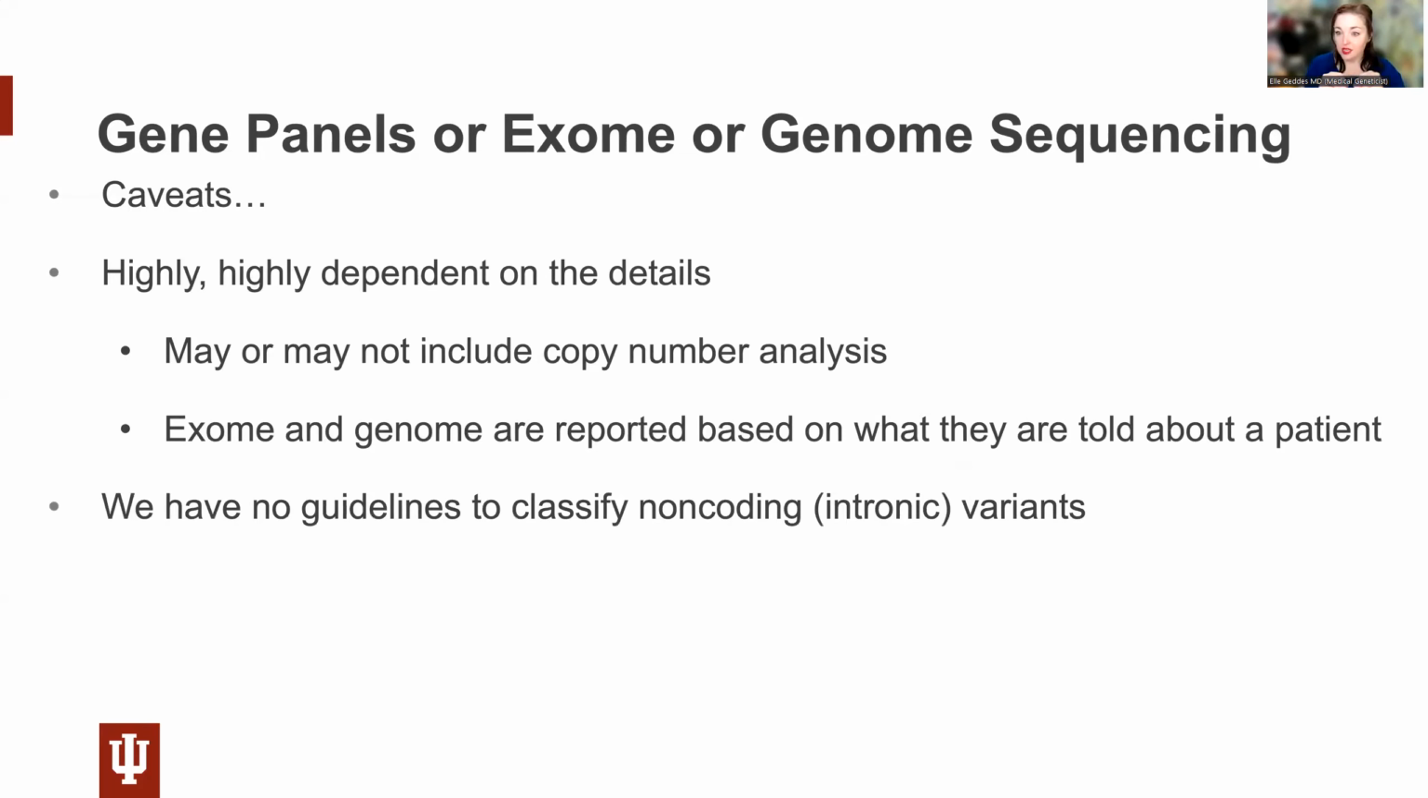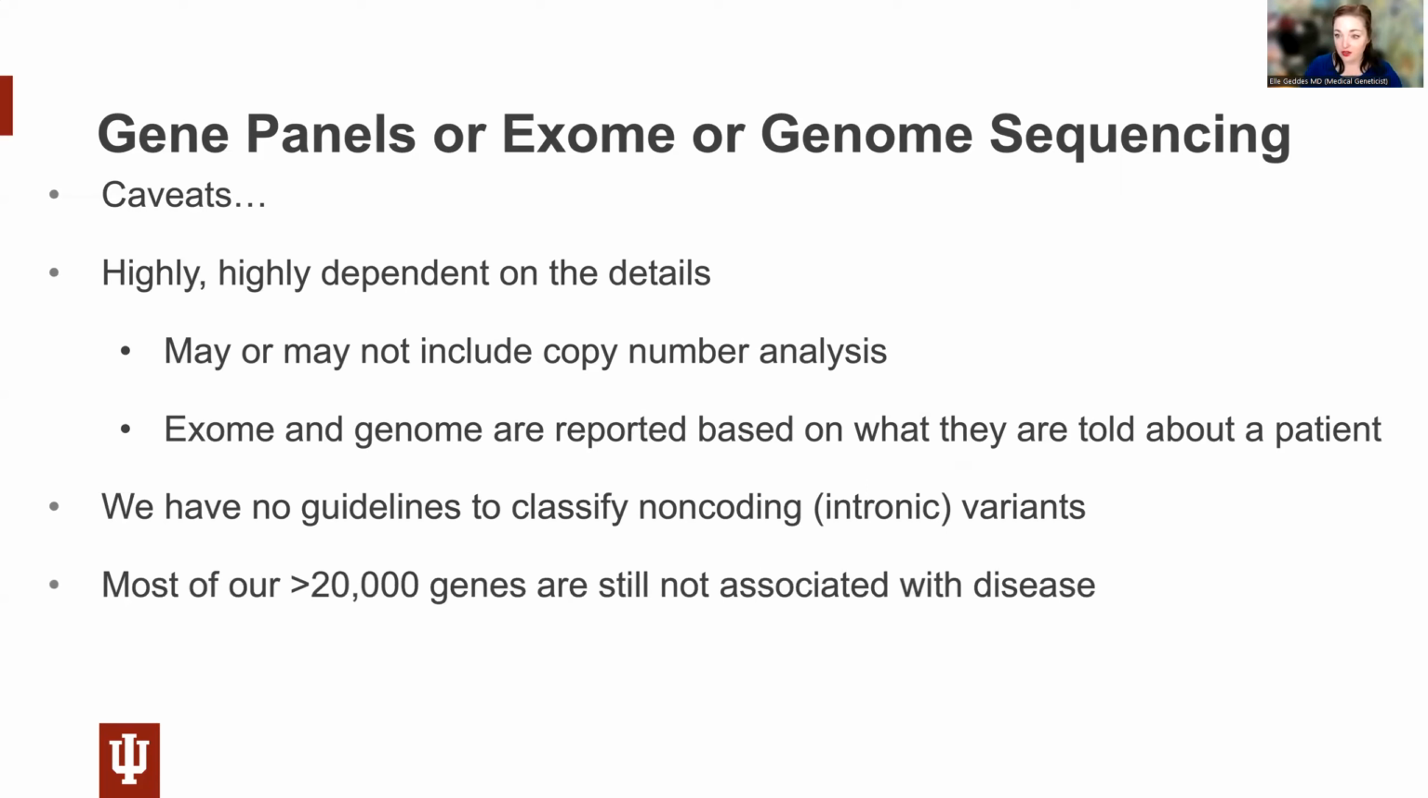The other thing I sort of alluded to is that in 2015, the American College of Medical Genetics made classification guidelines for exon or coding variants, but we have absolutely no guidelines on how to classify non-coding or intronic variants. So 99% of the library, we don't even really know how to interpret into the set of 5 variant types. So to say we have a long way to go is an understatement.